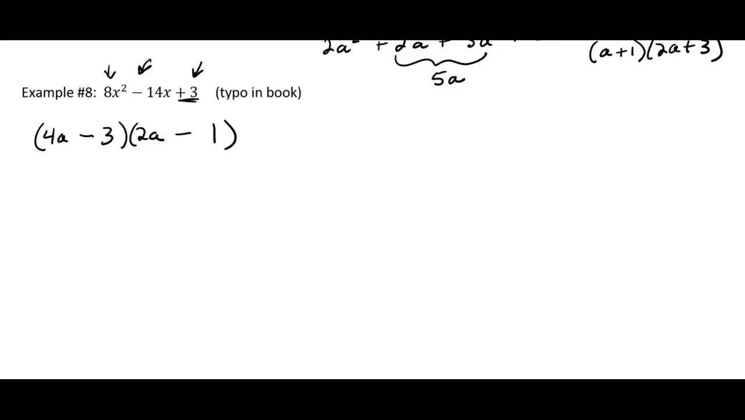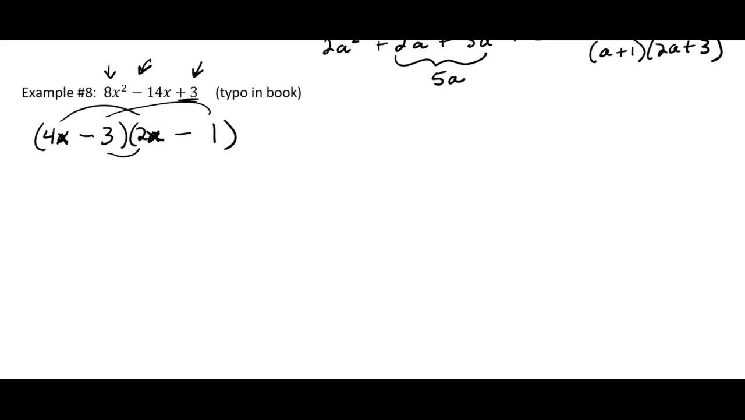Okay, so you can say, well, I know the first part works. I know 4a times 2a is 8x. Oh, you know what? Those are supposed to be x's. Sorry about that. And you're probably going, why were they a's? They were supposed to be x's. The last problem had a's. Okay, so you know the 4x times 2x is 8x squared. Okay, that's fine. And you know the negative 3 times the negative 1 is 3, but it's the middle term.